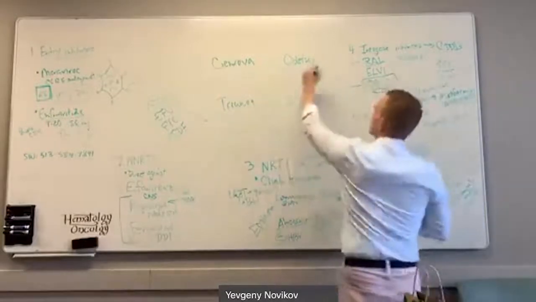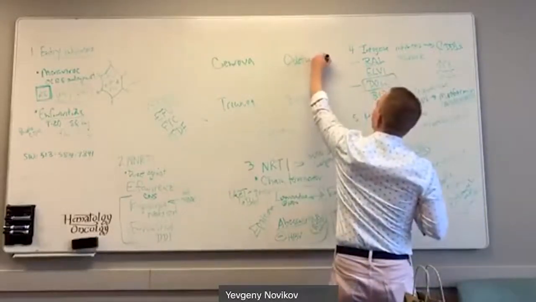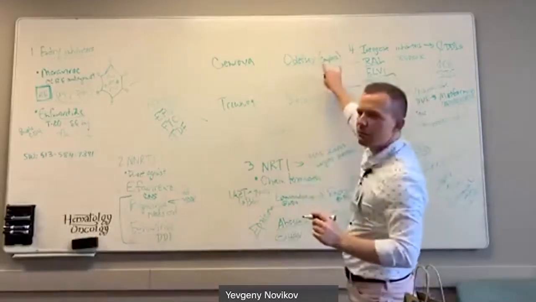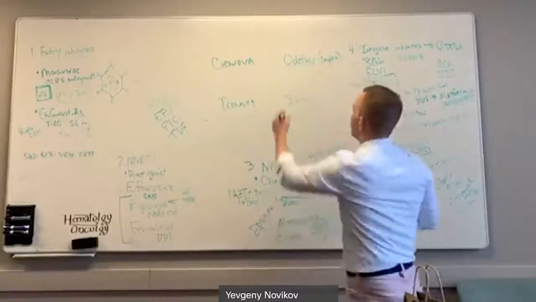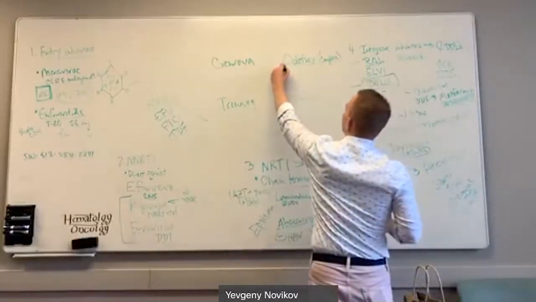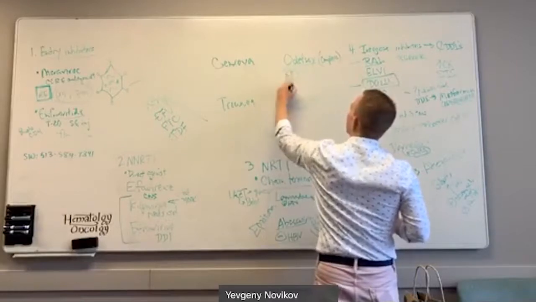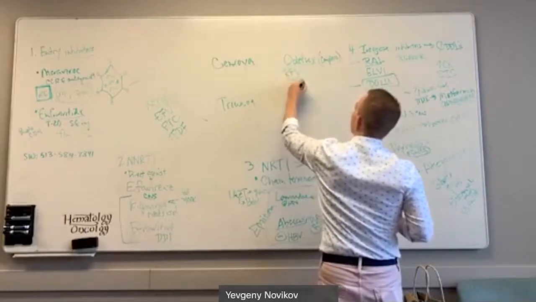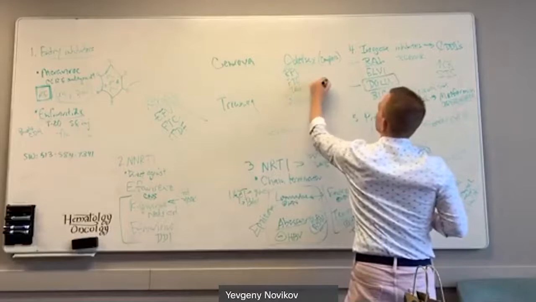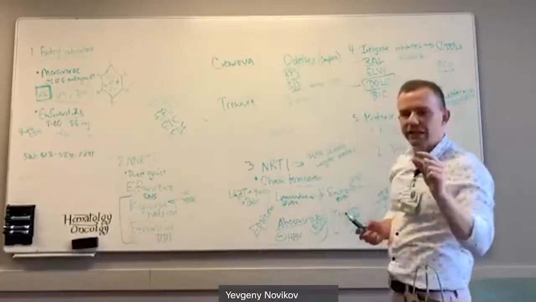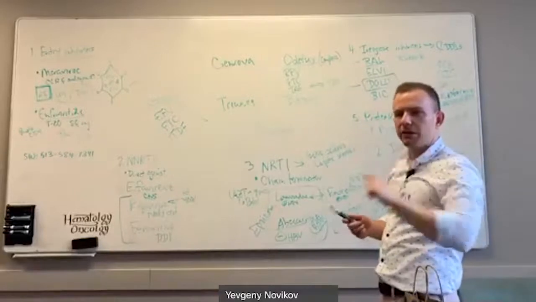Odefsey is a good version of Complera. I see people on this. If it's in parentheses, that means the same drug, but it just has old tenofovir. So Odefsey is rilpivirine, emtricitabine, and tenofovir. Complera just has TDF in it. Odefsey is a teeny tiny pill, but if they have any stomach issues, they can't take it.